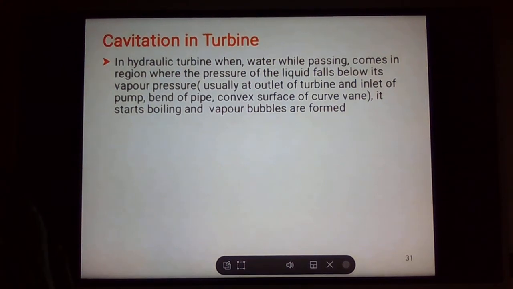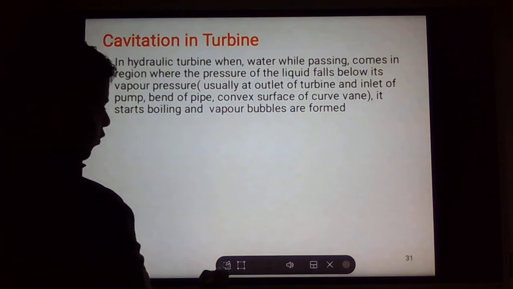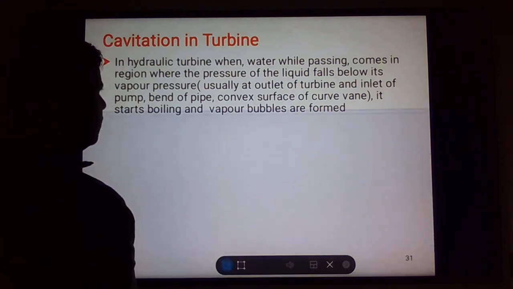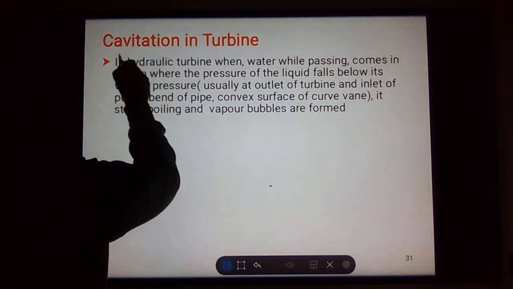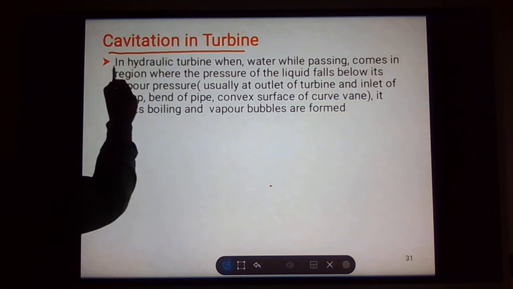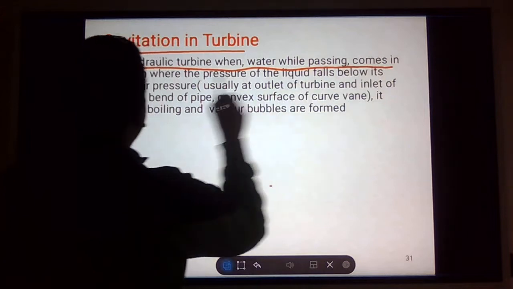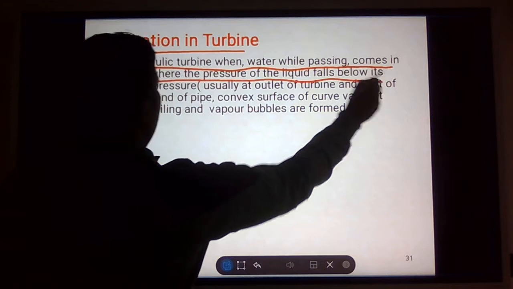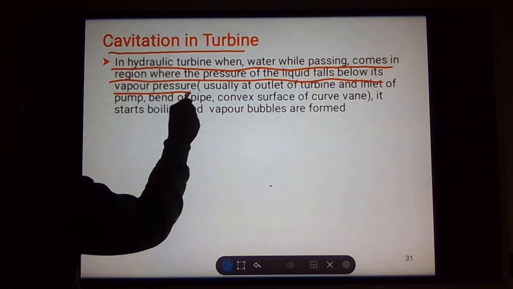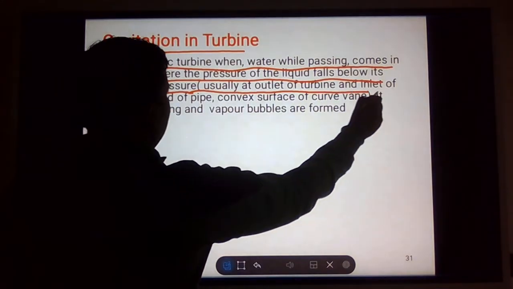So students, today we will take the topic of cavitation in turbines. So first of all, what do you mean by the term cavitation? In hydraulic turbines, water, while passing, comes into a region where the pressure of the liquid falls below its vapor pressure. Usually this is at the outlet of the turbine and the inlet of the pump.